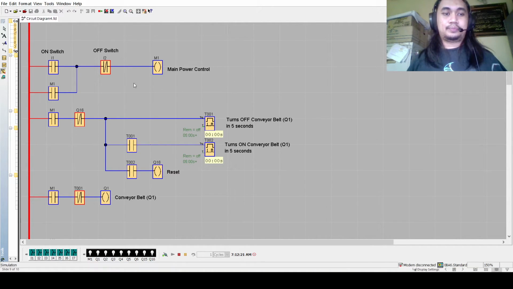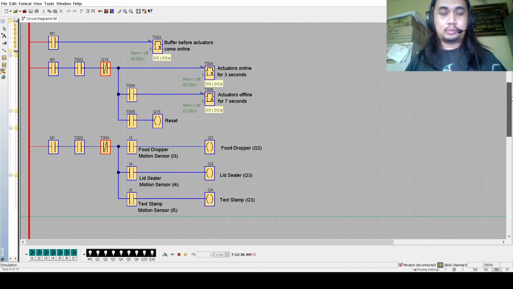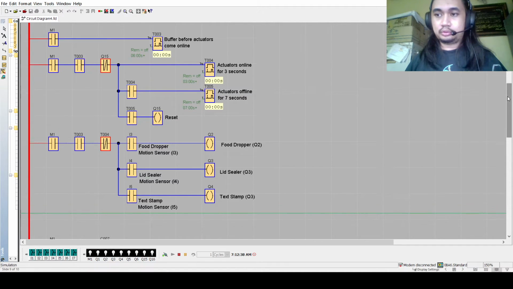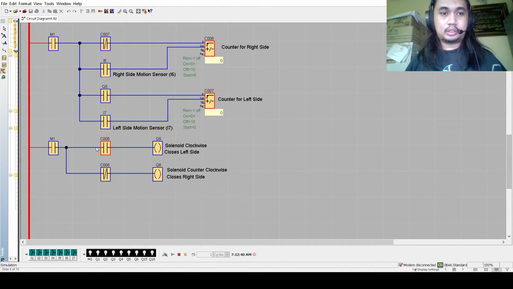Alright, so here we have the main power control, I1 being the main switch and I2 being the main power switch. Here we have the conveyor controls. Then we have the actuator controls. Then here we have the split gate controls, the solenoid.